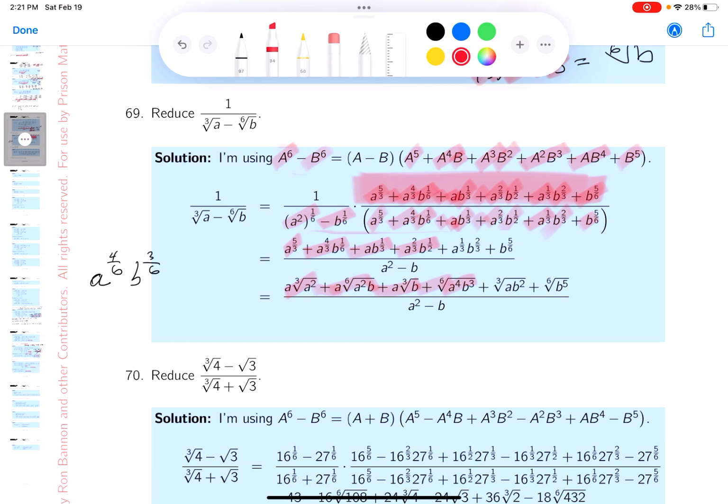I see it. Let's do this one. Well, a little bit easier. It's going to be a cube root of ab squared. I see that. Pretty easy. And this one also fairly easy. 6th root of b to the 5. All right? And that's it. End of story. Thank you.